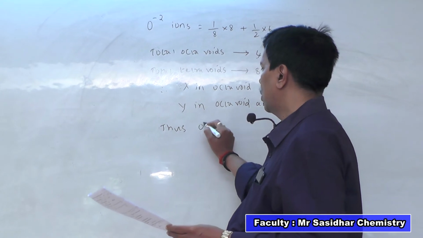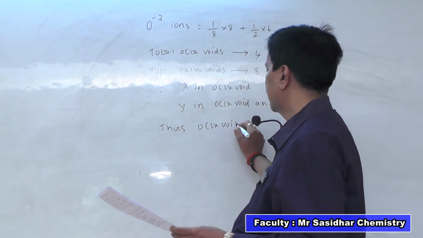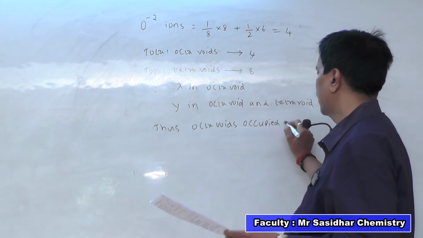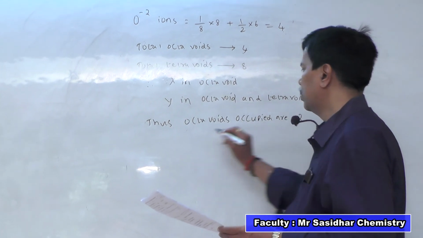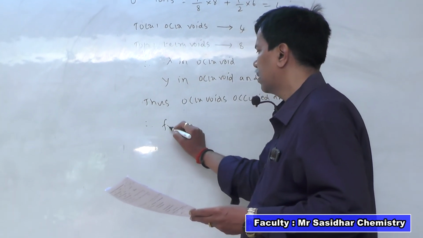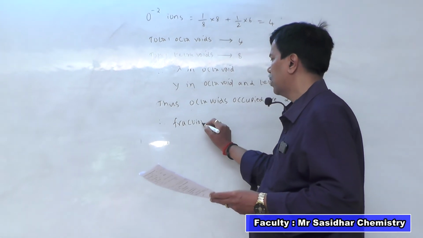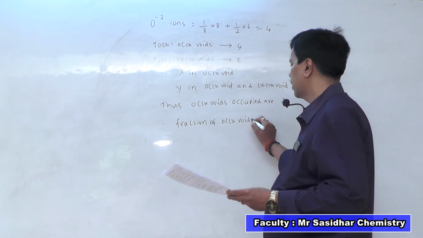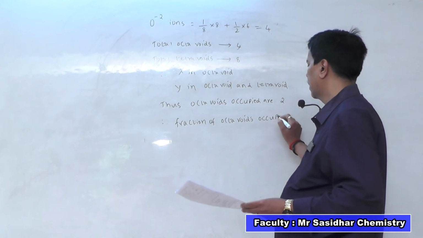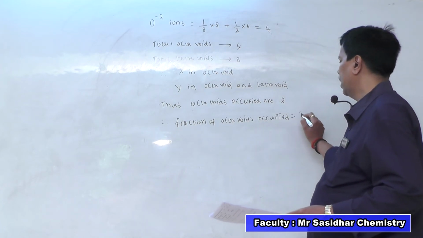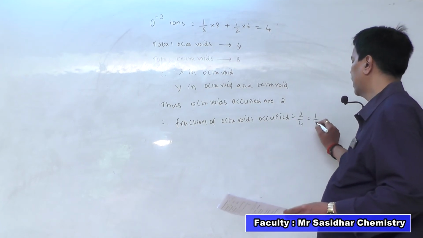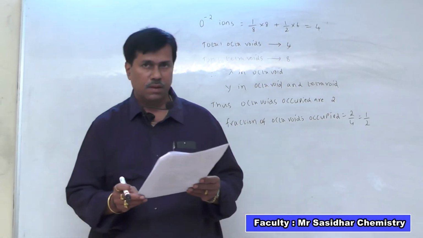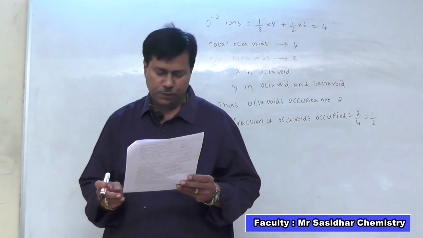Thus, octahedral voids occupied are 2. Therefore, fraction of octahedral voids occupied will be 2 by 4, that is half. Then, moving to question number 50.